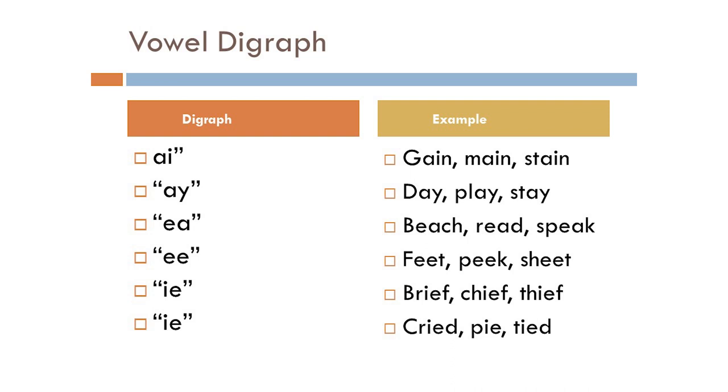And then double E, that is E-E, it says the sound E: feet, peak, sheet. Like that we have. And now we'll have a little break. Break is nothing but, it's not a coffee break or a Kit Kat break, it's just a recollection, that is, a learning check. What we learned already, we are going to recollect.